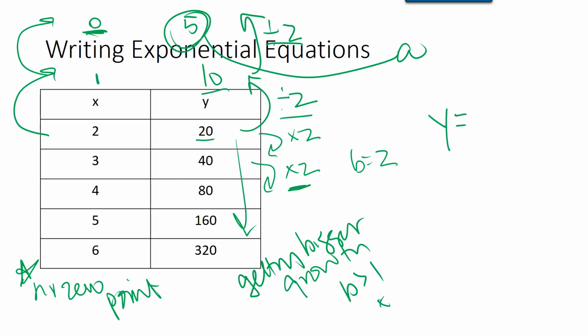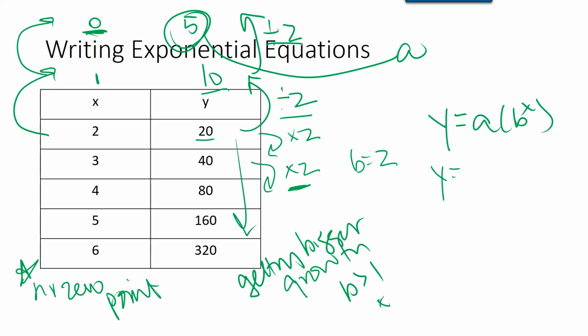We say y equals a times b to the x. So y equals, we found that a value to be 5, and our b value was 2, to the x. So there we go. That is our problem, and we're good to go.